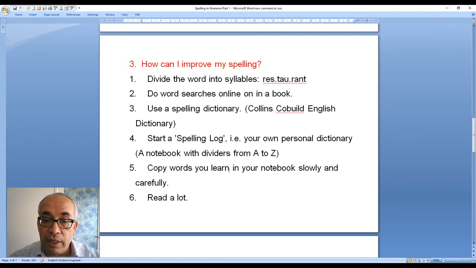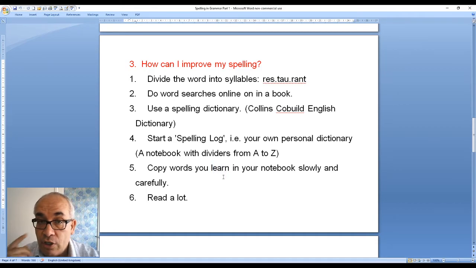Copy words you learn in your notebook slowly and carefully. So if you learn a new word, put it in front of you and write it slowly and write it carefully. Try to look at it. For example, learn: L-E, E after L, A after E, R after A, N after R. So look at the word, use your eyes, write it carefully and write the word slowly.